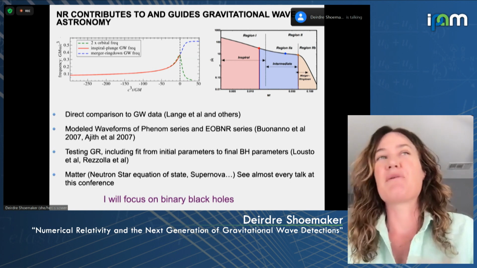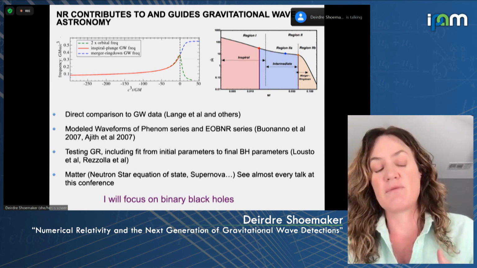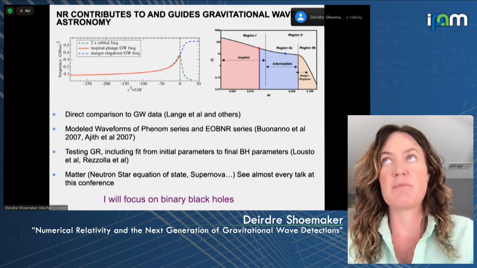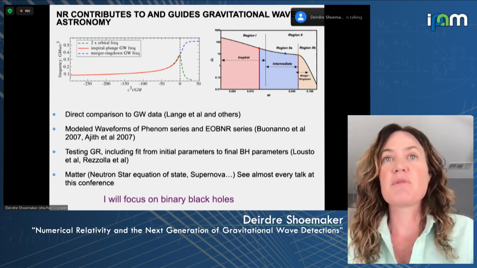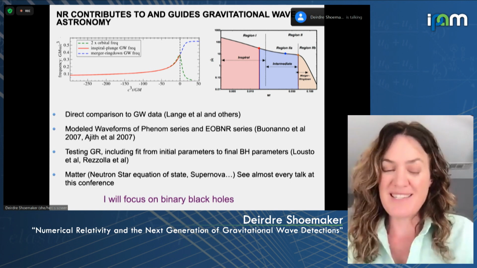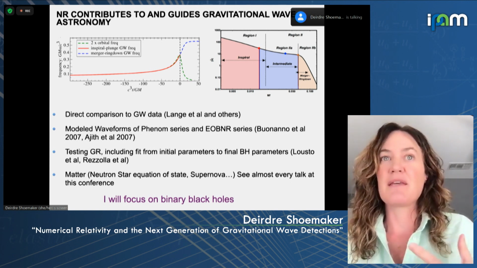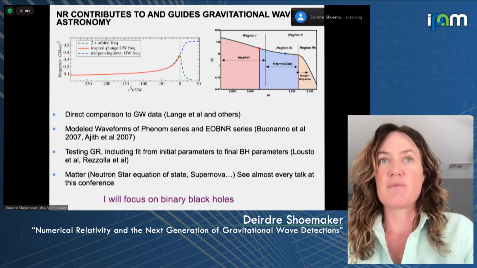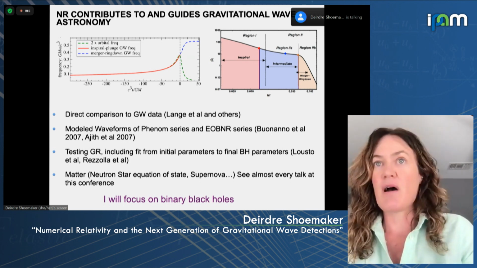So, that is something we do. And that comes from individual groups contributing and also all the public catalogs that people have provided. But also, obviously the biggest thing people do is use the model waveforms. So I'm thinking of the Phenom series and the EOBNR series, which are the two big model waveform series that are used. There are surrogate models, there are other things.